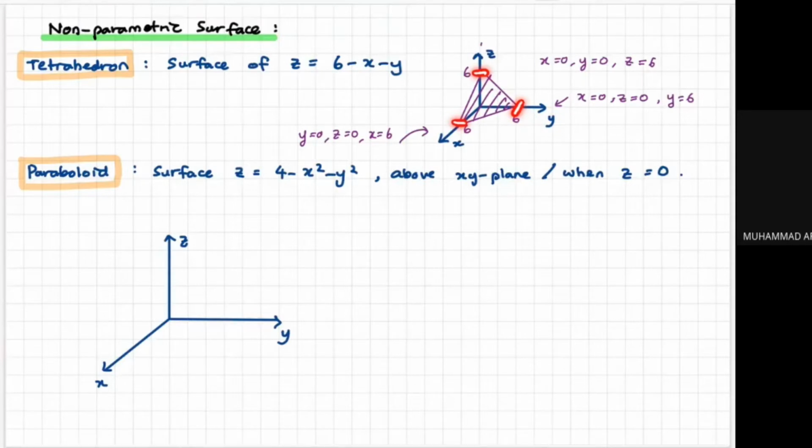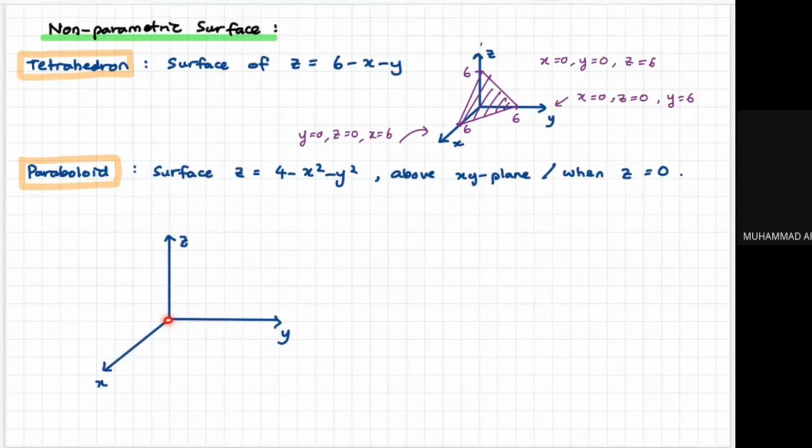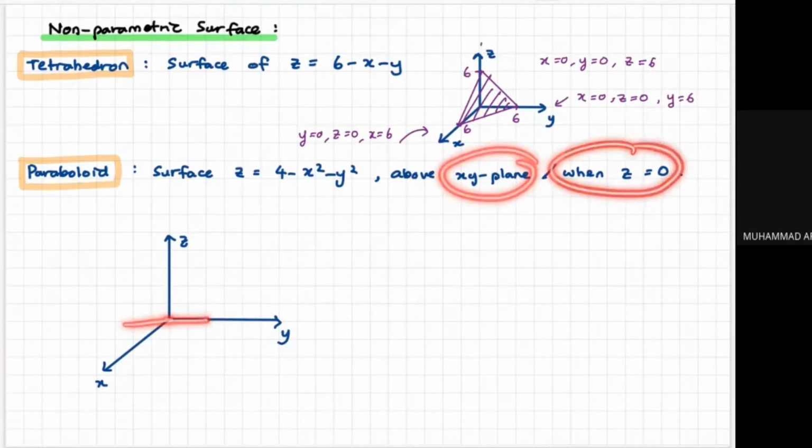Then you connect all these points, get the tetrahedron. Okay, so now let's move to the paraboloid. Surface z = 4 minus x squared minus y squared, above the xy plane. Above the xy plane, this means z is equal to 0. So this is the xy plane, z equal to 0. So this and this give you the same meaning.